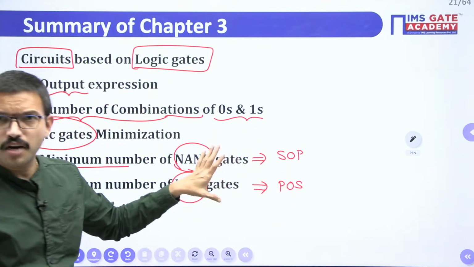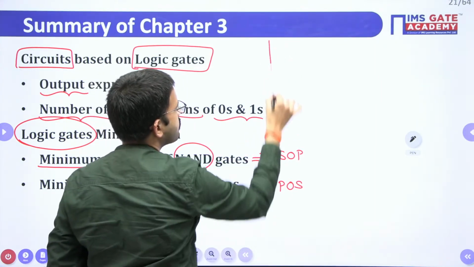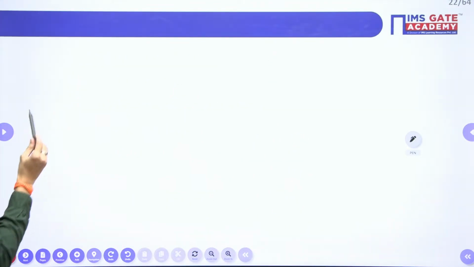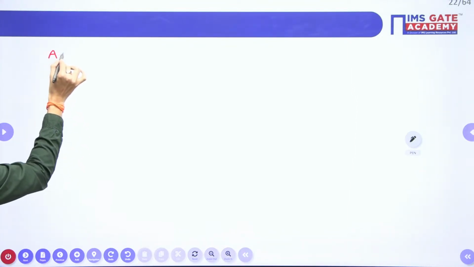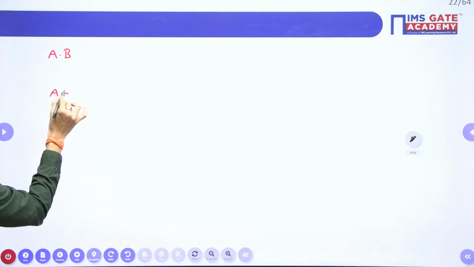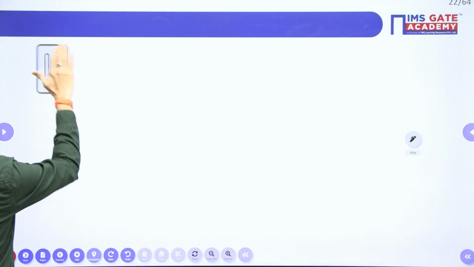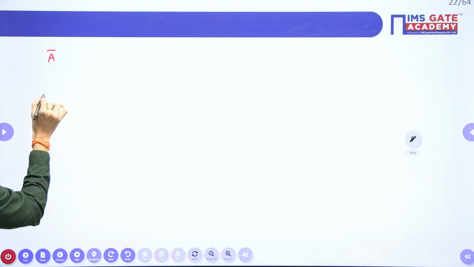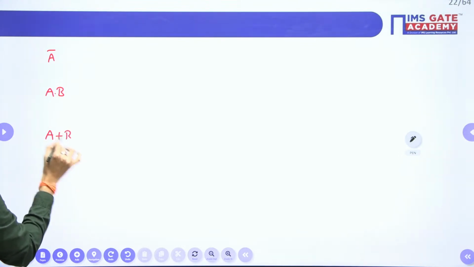Okay, this is one approach, and one more approach I will quickly give regarding logic gates. Just recall, the basic gates are what? First I am considering the NOT gate, A bar, and then the AND gate, AB, and then the OR gate, A plus B.